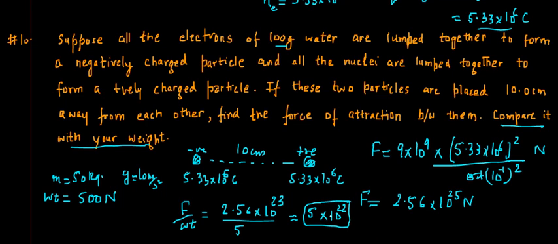So that means the force between these particles, each having a charge equal to the charge of one type in 100 grams of water, that electrostatic force of attraction, will be somewhat 5 into 10 to the power of 22 times the weight of an average sized person.